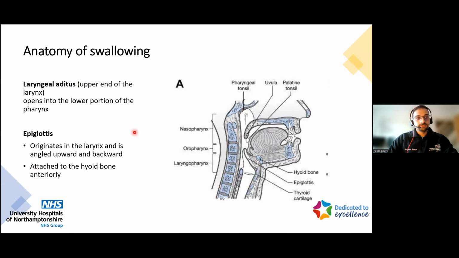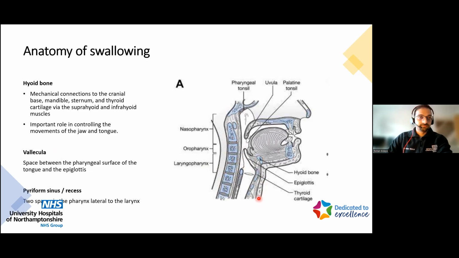The laryngeal aditus, as I can point out over here, is the opening from the pharynx into the larynx, and the epiglottis originates from the hyoid bone over here and is angled upwards and backwards, covering the aditus to the larynx. One more very important structure is the hyoid bone. It forms a mechanical connection to the cranial base, the mandible, sternum, and thyroid cartilage via the muscles which attach to it. The vallecula, you can't see it over here, but it's a space between the pharyngeal surface of the tongue and the epiglottis, and the piriform sinus is the space in the pharynx lateral to the larynx.